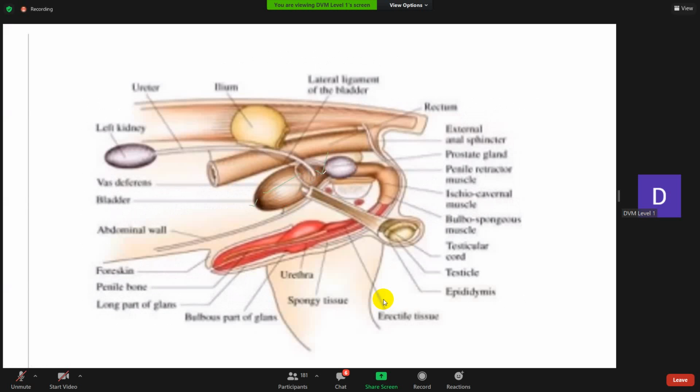From the neck of the bladder, a tube is starting, and it is the urethra. This is the male urethra, of course. It is longer and narrower, and it has two parts. That is the pelvic part, and this is the extra pelvic, that is the penile part. So this is the urethra and urinary bladder.